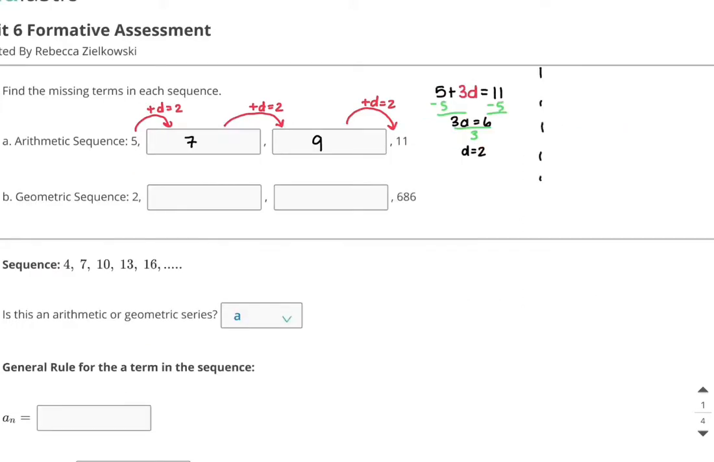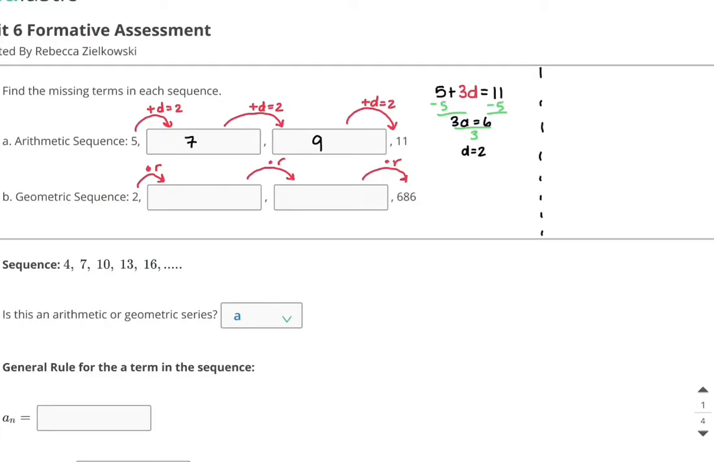For the next sequence that was given to me, I have a geometric sequence, which tells me that I'm multiplying by something each time. So I'm multiplying by something, and I call that something my common ratio, or I let r represent it. As I go from 2 to the next term, I multiply by r. As I go from this term to this term, I'm multiplying by r. As I go from this term to this term, I'm multiplying by r.